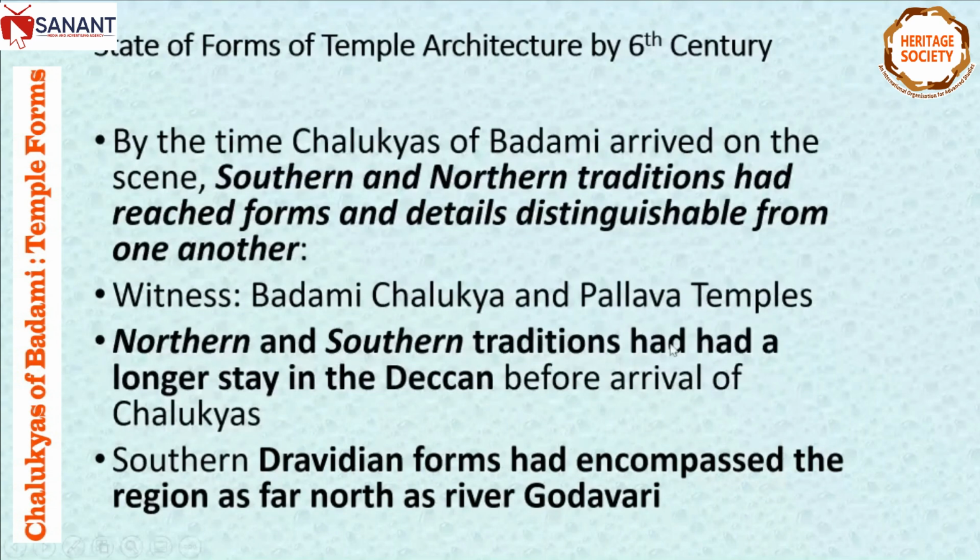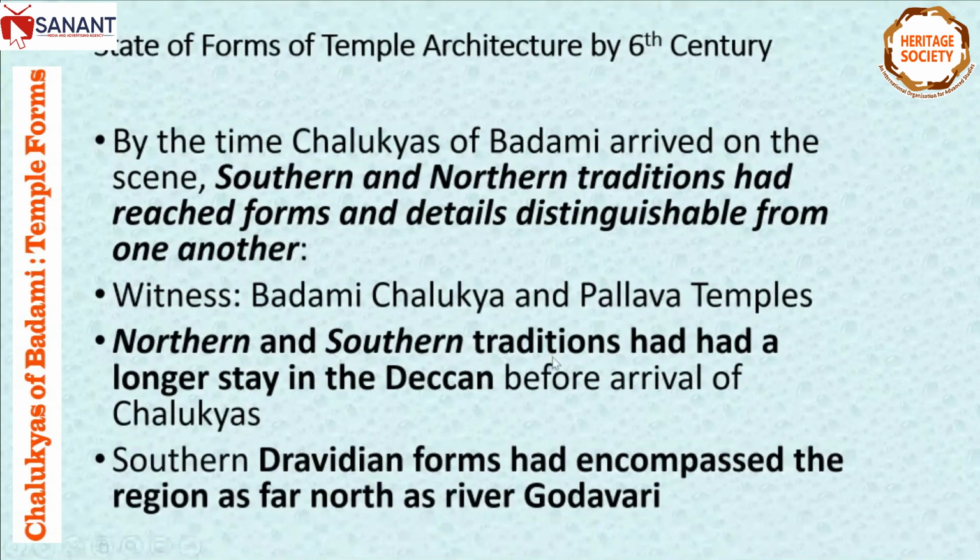Then these northern and southern traditions had a longer stay in the Deccan before the arrival of the Chalukyas. That means even before the Chalukyas arrived here and started their construction activities, you will notice that the northern tradition was also there, particularly as an extension of the Vakataka and all that in the Deccan. You notice that some of the sculptures seen in the Kadambas, that is the pre-Chalukya period in Karnataka, betray a Gupta style in them. Then the southern traditions have their own distinction.